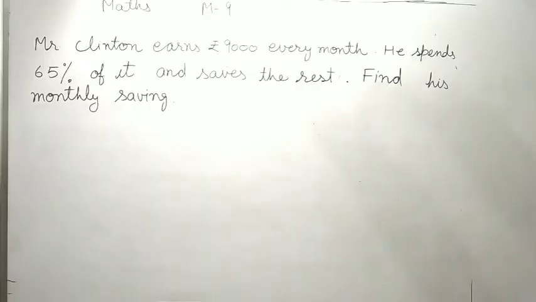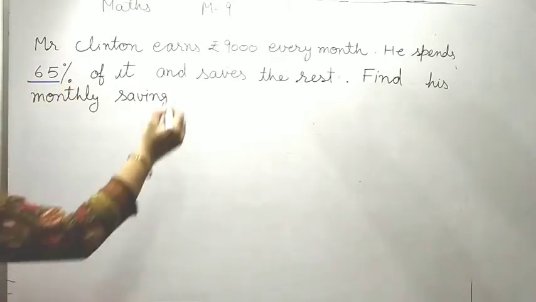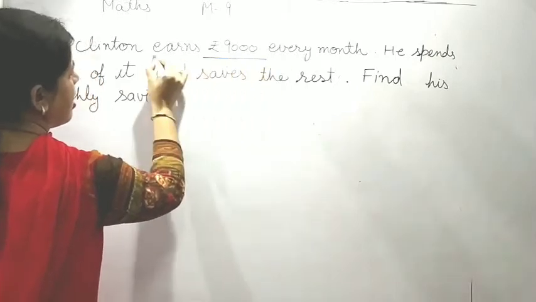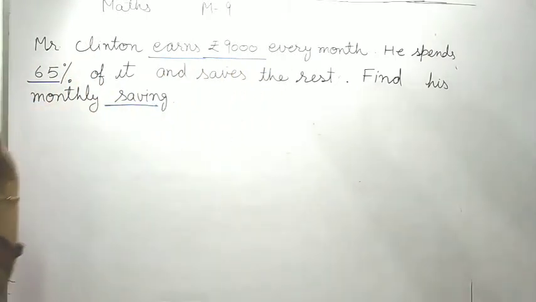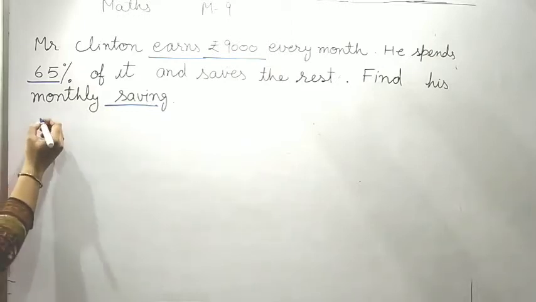Now the next question is, Mr. Clinton earns rupees 9,000 every month. He spends 65% of it and saves the rest. Find his monthly saving. So here we have to calculate the saving, and the earning is rupees 9,000 and expenditure is 65% of it. So how do we solve?